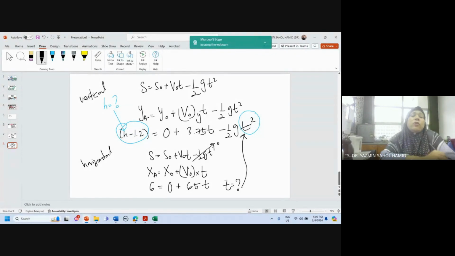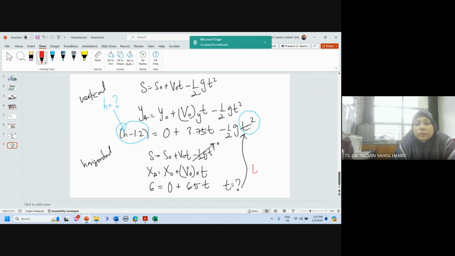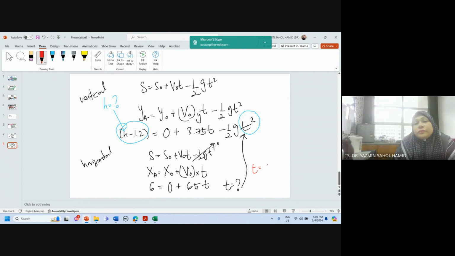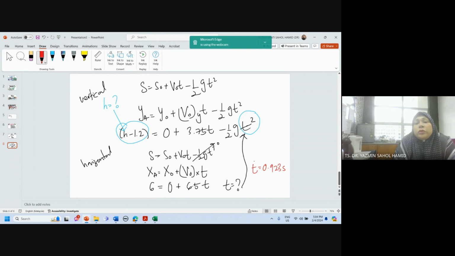Okay, it's okay. This is our first time doing this kind of question. It's a lot of trial and error, but after you do many questions, you will get the hang of it. So find me T first. What do you get for T? Can you please calculate? 0.923 seconds, okay. Put T in the equation above and find me H.